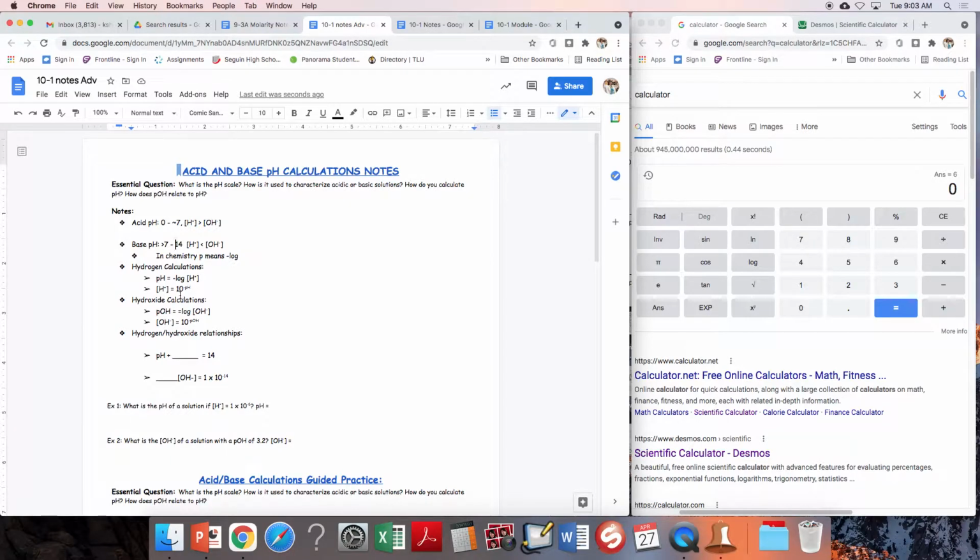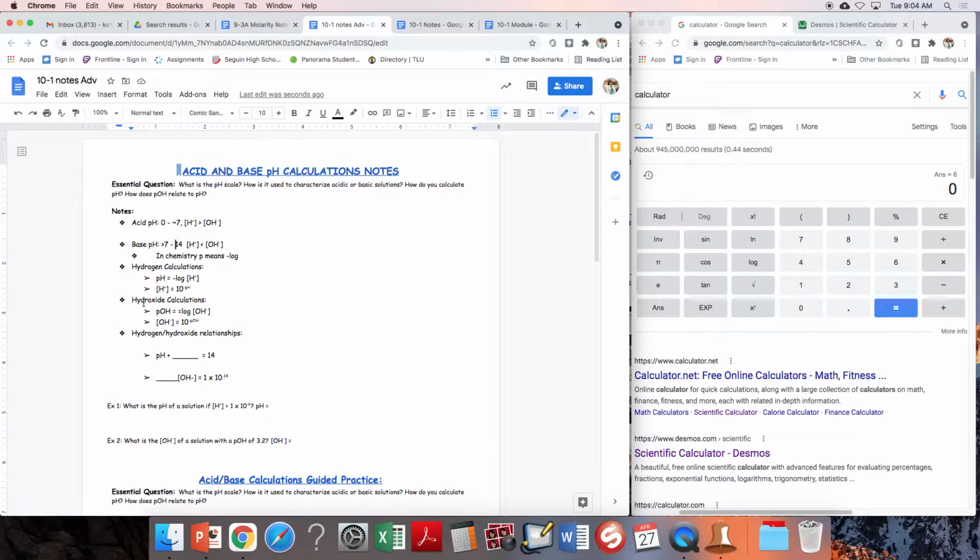If we need to go backwards, the opposite of log is 10 to the power of, because this is log base 10. If it was log something else, it'd be something else to the power of. But for right now, accept the opposite of this kind of log is 10 to whatever power. So this is how we go from H to pH and from pH to H.